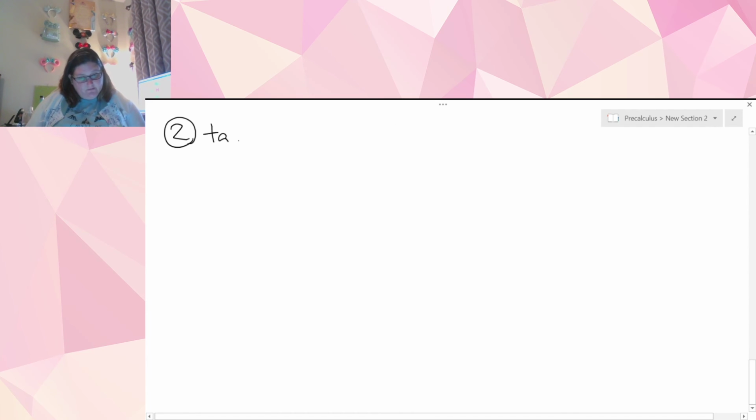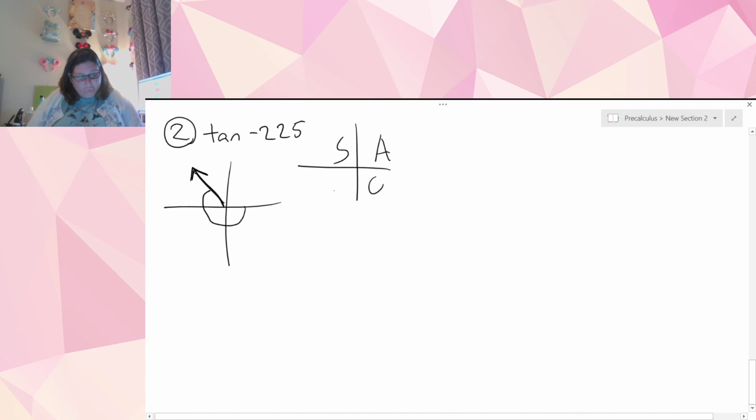So tangent of negative 225. So I look at where negative 225 is located. It's going to be greater than 180, but less than 270. So it's over here in my S quadrant. So that means tangent is going to be negative. So I know my sine is going to be negative.